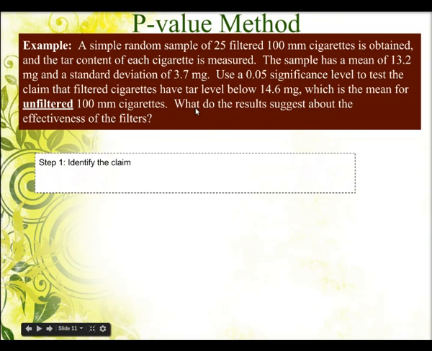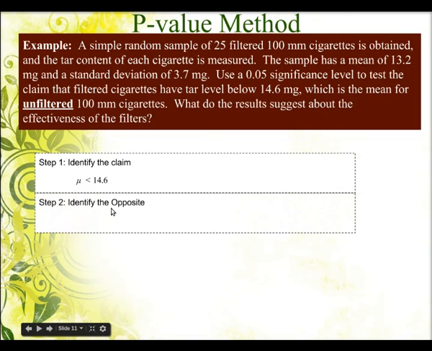So first of all, identifying the claim, we want to test the claim that filtered cigarettes have a tar level below 14.6. So that is, mean will be less than 14.6. The opposite of less than is greater than or equal to.